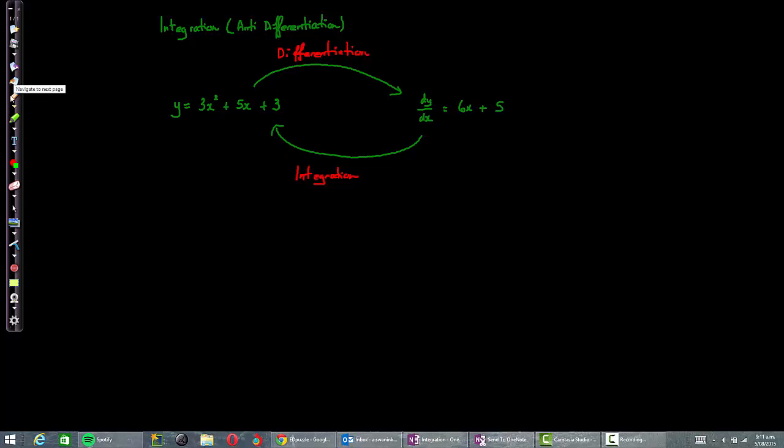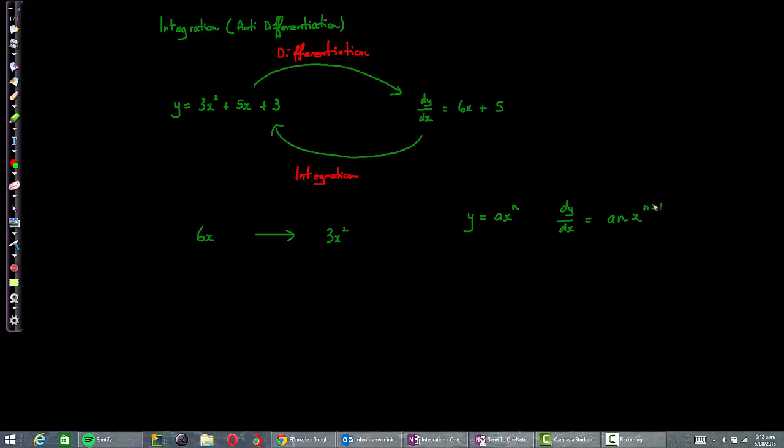Well, let's consider that 6x term for a moment. If I wanted to go from 6x back to 3x squared, remember what we did in the process of differentiation. If we had some sort of polynomial term, or this could also be other power functions besides polynomials, when we differentiated with respect to x, we multiplied a and n together and then took 1 off that power.